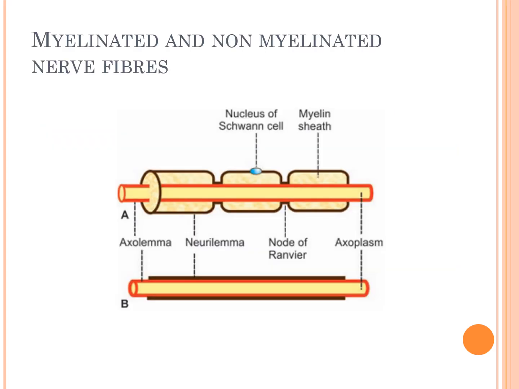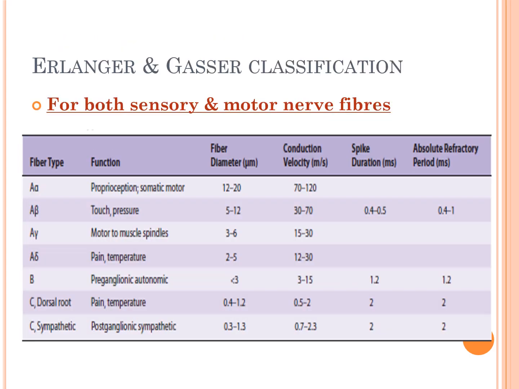And here we can see a picture showing a myelinated nerve fiber and an unmyelinated nerve fiber. The axolemma is the axonal membrane, and the nodes of Ranvier are the places in between where the myelin sheath is absent. Axoplasm is the cytoplasm of the axon. You know that Schwann cells are a type of macroglial cell which helps in the formation of myelin sheath in the peripheral nervous system. Oligodendrocytes are the other type of macroglial cells which form the myelin sheath in the central nervous system.